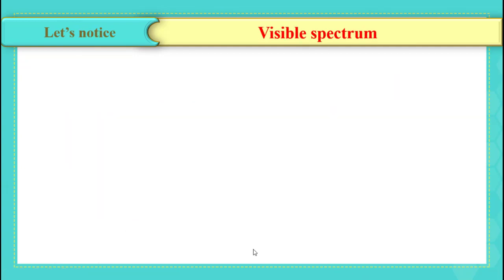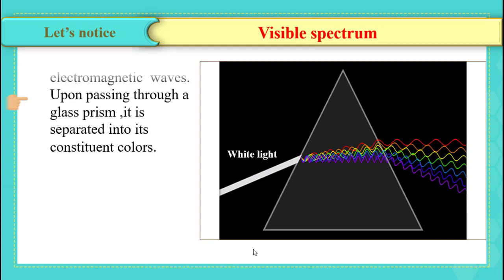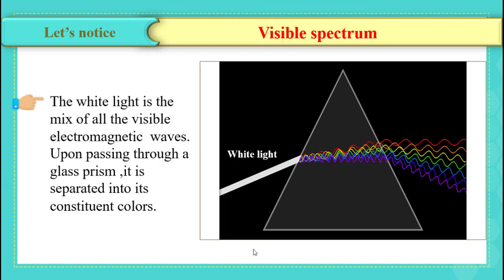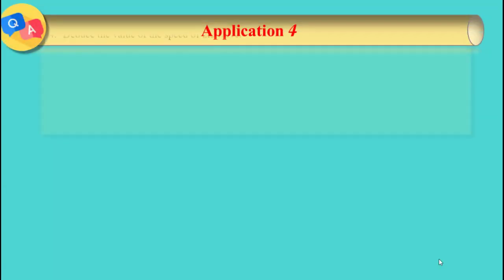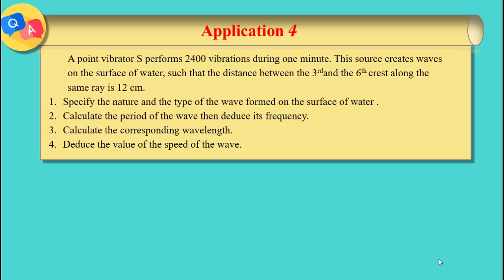Let's notice now the visible spectrum. You can see in this animation that the white light is the mix of all the visible electromagnetic waves. Upon passing through a glass prism, it is separated into its constituent colors. We say that the spectrum of white light is obtained through a prism. Let's practice now by solving the following application. But before I start, it's important for you to test yourself by pausing the video, reading the application carefully, and trying to solve it by yourself before you watch the solution of the application.